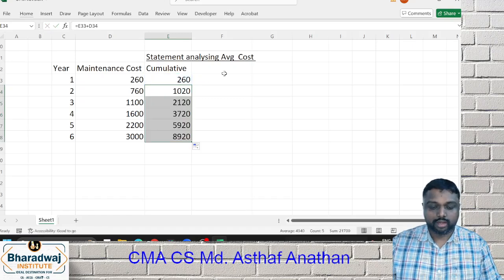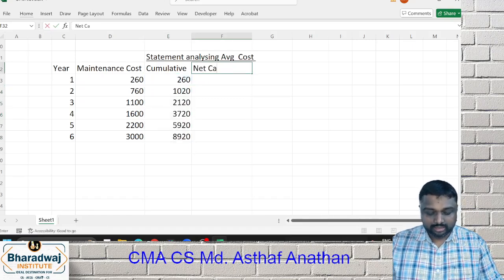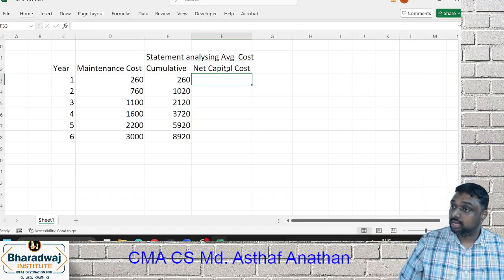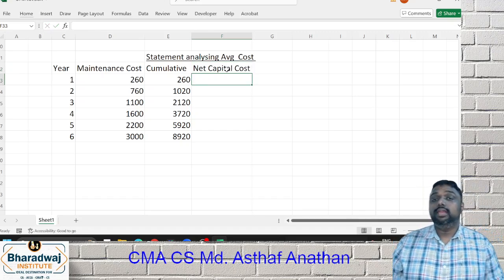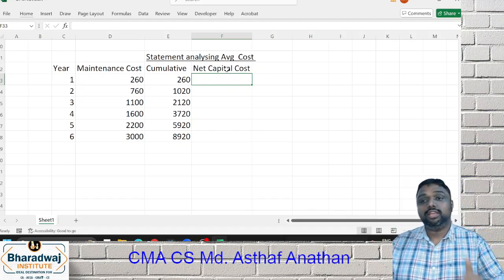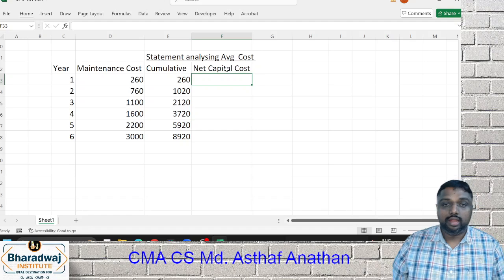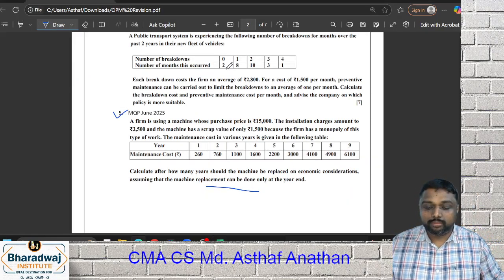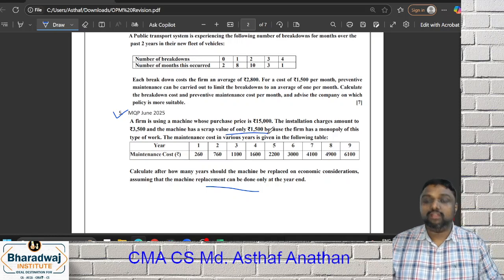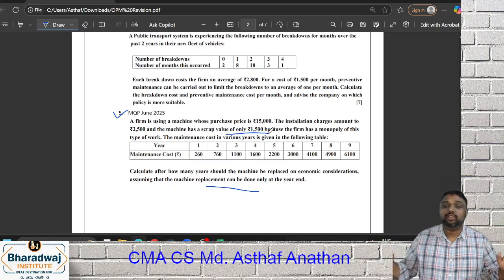Next is very important, net capital cost. See, this is very interesting, that is the reason I have taken this. This is also our study material question. We know net capital cost is purchase price minus scrap value. In the previous question, every year the scrap value was different. But here, nothing is mentioned about scrap value for each year. They mentioned 1,500, and they haven't mentioned any particular year.